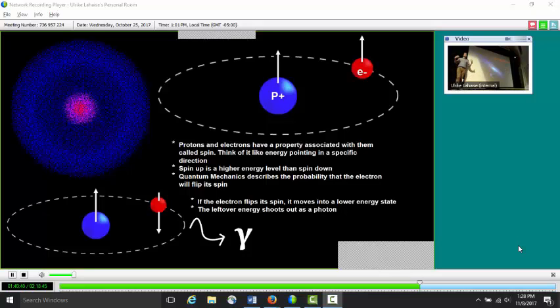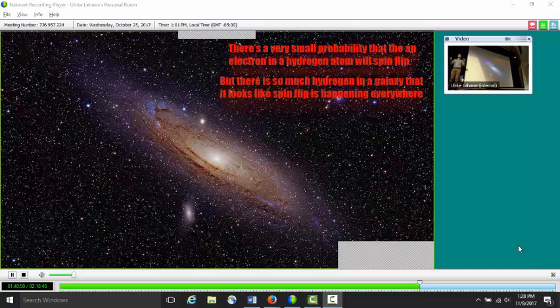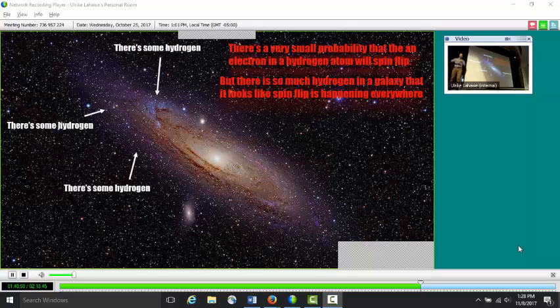So I said that there's a very low probability of this happening, so why do I care about it? This happens so little of the time, but there's so much hydrogen in a galaxy that it looks like it's happening all over the place. So there's some hydrogen right there, right there, right there. There's probably some over there. So we get a really steady stream of this radiation coming from the cold hydrogen.